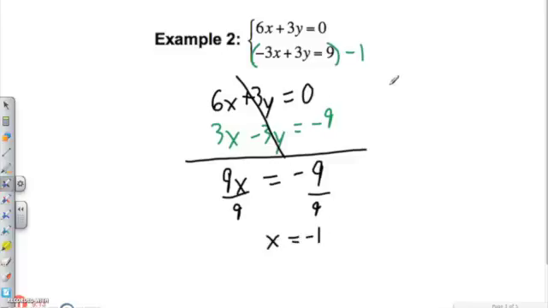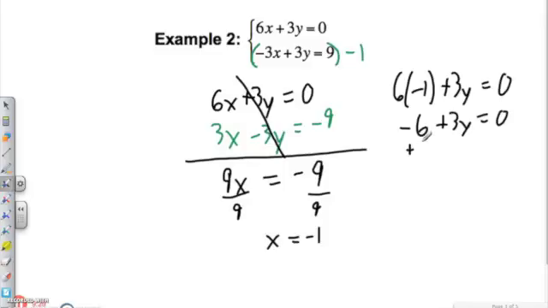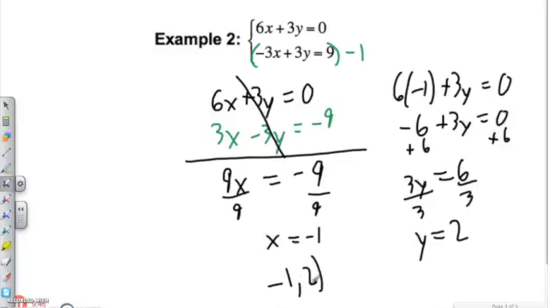Now, we want to go back and plug in and figure out what y is. So we would plug in 6 times negative 1 plus 3y equals 0. 6 times negative 1 is negative 6, plus 3y equals 0. We want to add 6 to both sides to get the y by itself, so we get 3y equals 6. We're multiplying y times 3, so we want to divide both sides by 3, do the inverse. So y is equal to 2, giving us the ordered pair negative 1, positive 2.